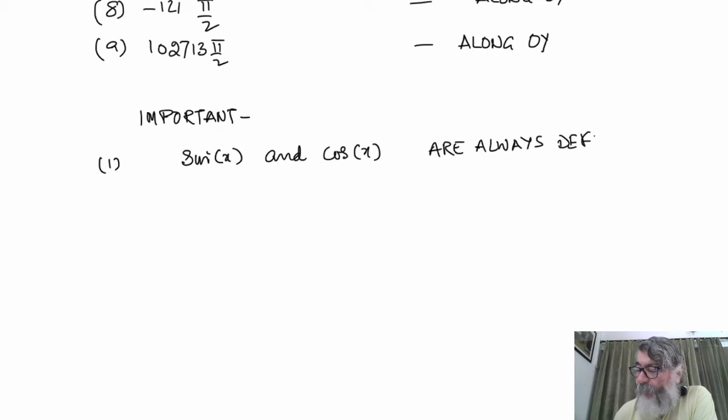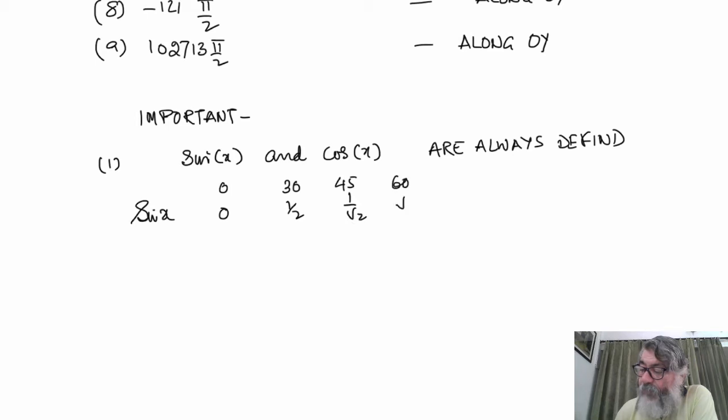If you look at the table which we made, I can make that table for you again in 2 minutes. Sin theta, sin x, let's see. Sin 0 is 0. Sin 30 is 1 upon 2. Sin 45 is 1 by root 2. Sin 60 is root 3 by 2. And sin 90 is 1. And cos x is what? Cos x is 1, root 3 by 2, 1 by root 2, 1 by 2 and 0.